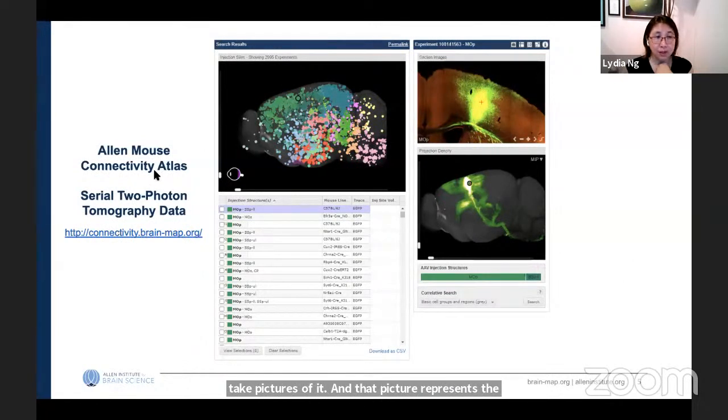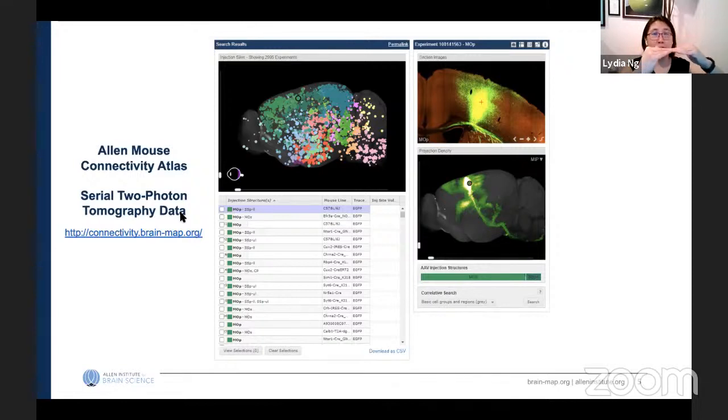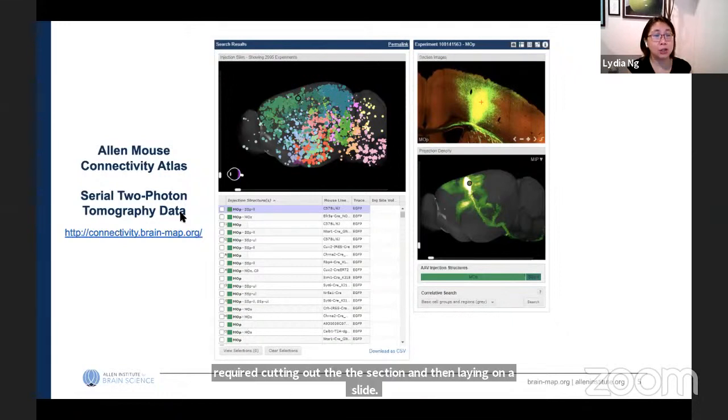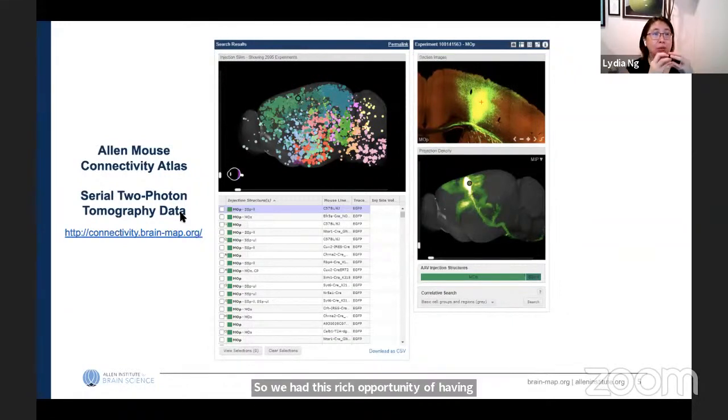the brain. What was very special about this project was the use of a serial 2-photon tomography system, in which the brain is imaged while it's still intact, and is imaged just below the surface. So when we get our data on the other side, we have this data set that is already in a 3-dimensional framework, free from wrinkles and tears that you would ordinarily get if you had an experiment which required cutting out the section and then laying it on a slide. So we had this rich opportunity of having many thousands of these rich 3D data to build a new atlas from.